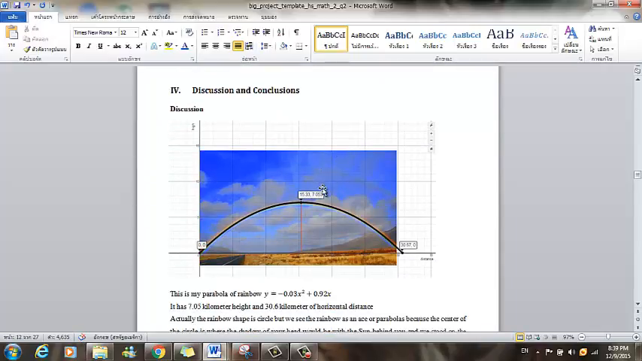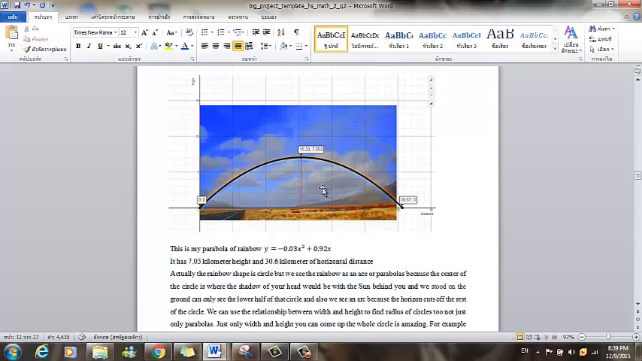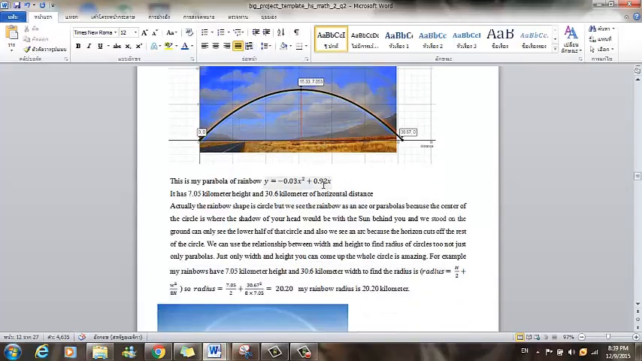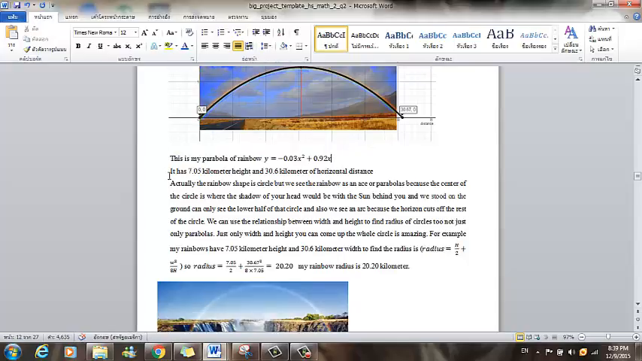This is the discussion. As you know, I did the rainbow. So this is the parabola of my rainbow, and this is the height and the distance.